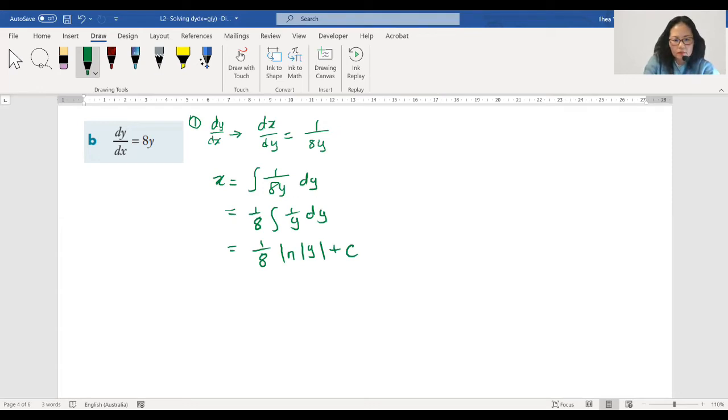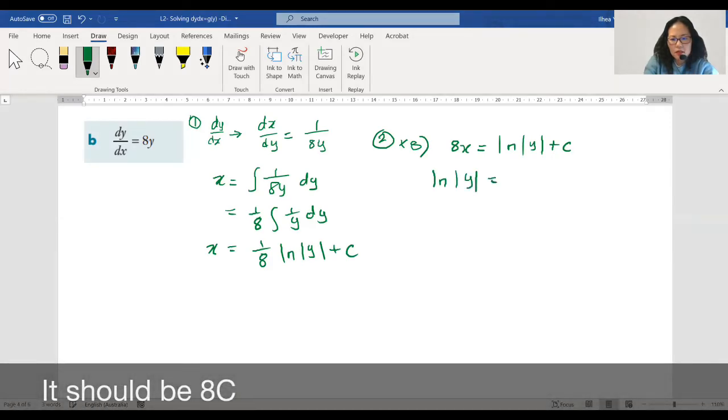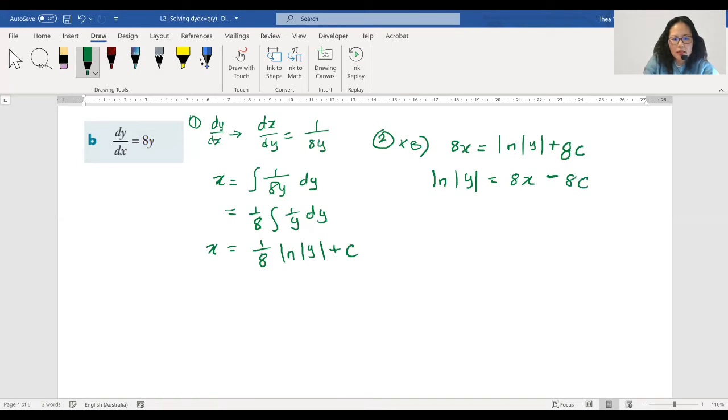Now, but that's not all, is it? We have to change this one, make y the subject. So I'm going to times by 8 on both sides, because I don't like the fraction right there. So it's going to be 8x equals ln y plus c. And I'm going to make my ln on my left-hand side. That'll give me 8c minus 8c, because when you're timesing by 8, make sure you times the c with the 8 as well. Okay, because it's 8 times bigger now.